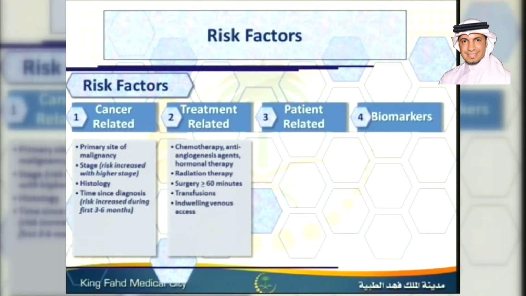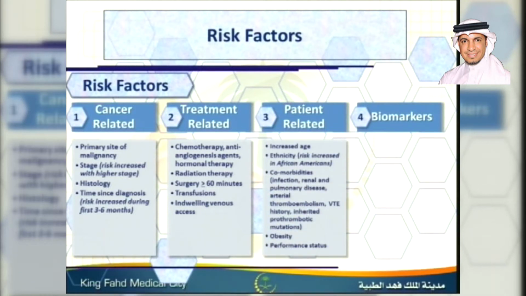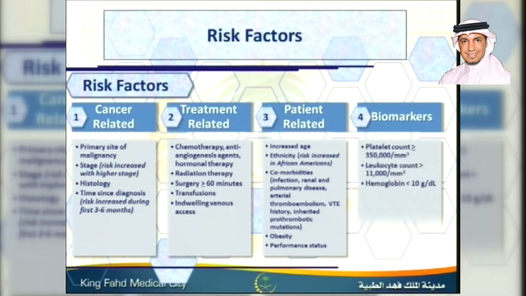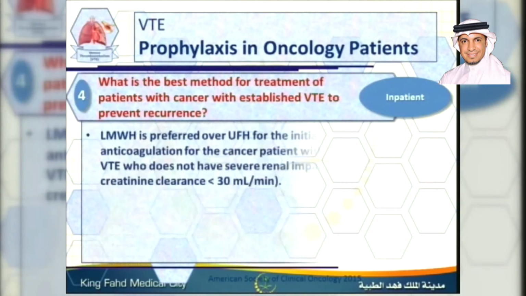Treatment-related factors include chemotherapy, anti-angiogenesis agents, hormonal therapy, radiation therapy, surgery, blood transfusion, and indwelling venous catheter. Patient comorbidity is very important, such as increased age, ethnicity, comorbidity, and, very importantly, obesity and performance status. Some studies found biomarkers, which is why they are used in the Khorana score: platelet count more than 350, leukocytosis more than 11,000, and anemia. Prophylaxis is indicated due to increased risk.